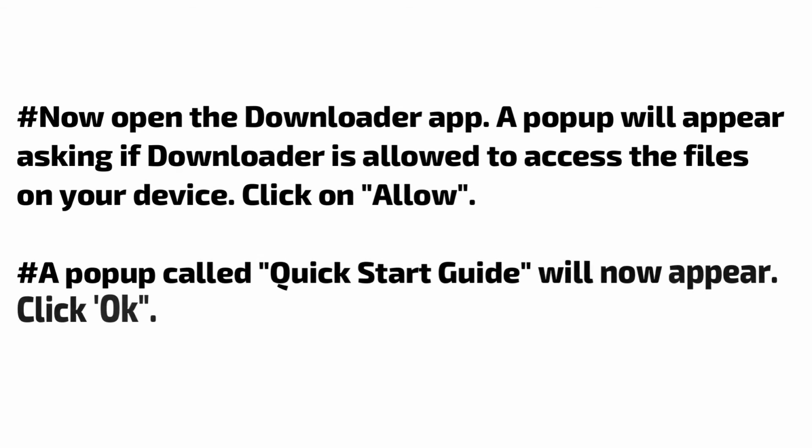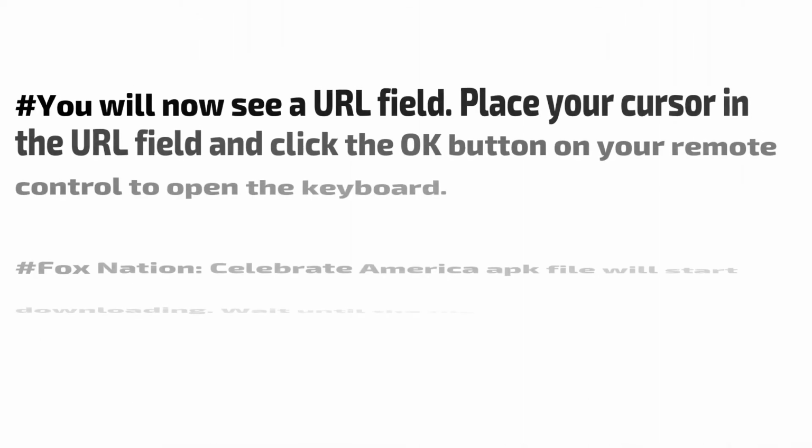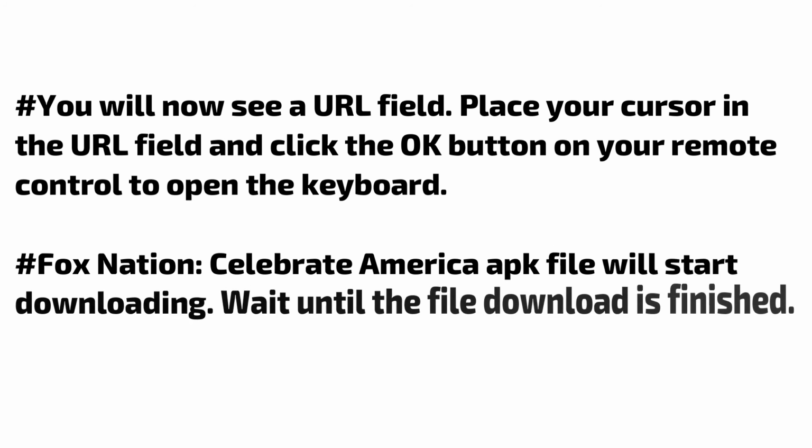A pop-up will appear asking if Downloader is allowed to access the files on your device. Click on Allow. A pop-up called Quick Start Guide will now appear. Click OK. You will now see a URL field. Place your cursor in the URL field and click the OK button on your remote control to open the keyboard.